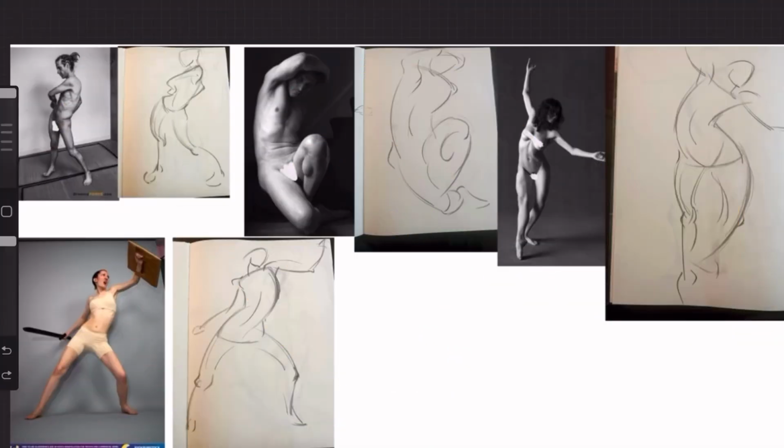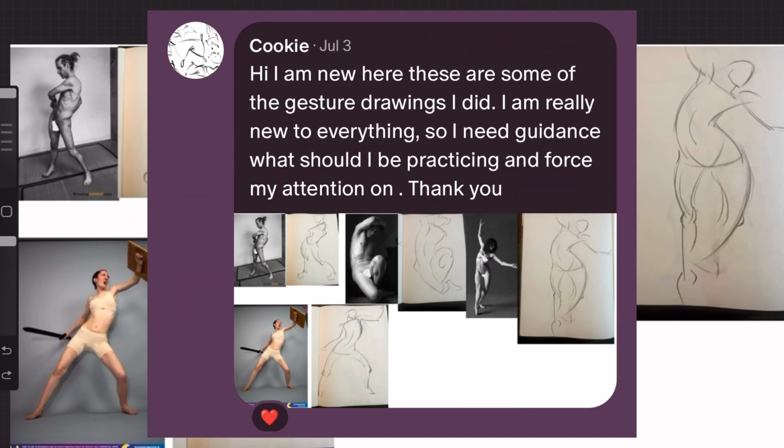So the next submission I received is from Cookie over on Patreon, and Cookie says, "Hi, I'm new here and these are some of the gesture drawings that I did, and I'm really new to everything, so I need guidance on what I should be practicing and focusing my attention on."